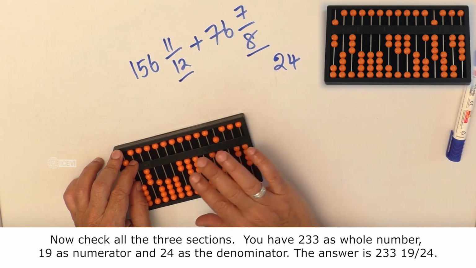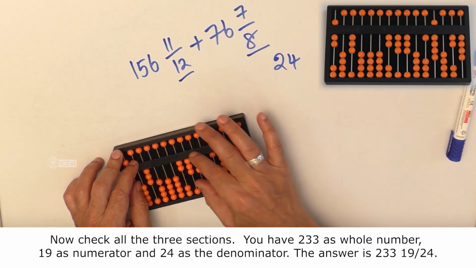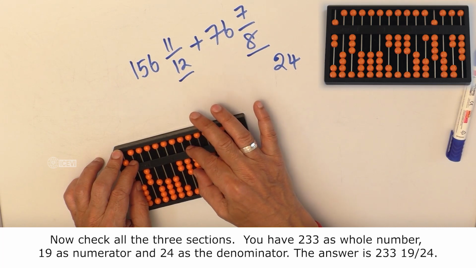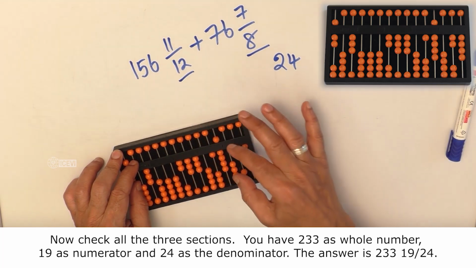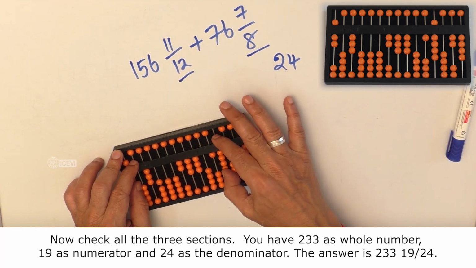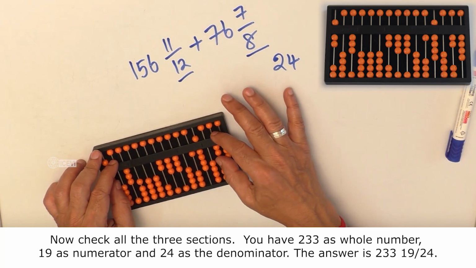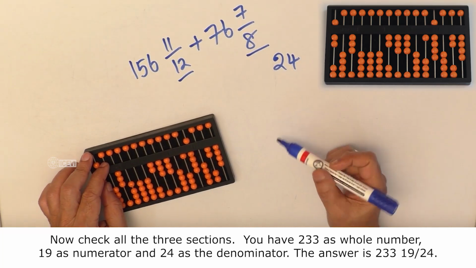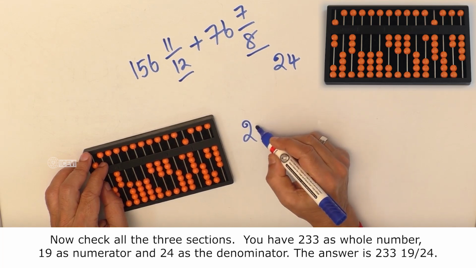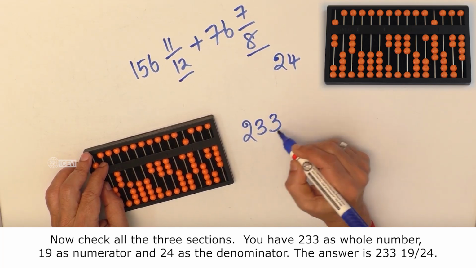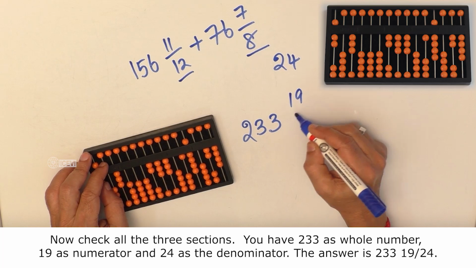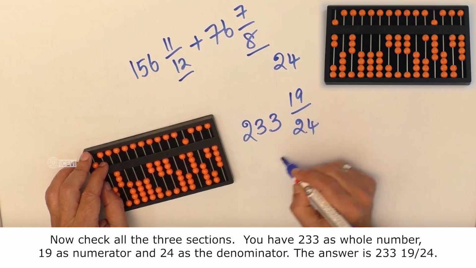Now check all the three sections. You have 233 as the whole number, 19 as the numerator, and 24 as the denominator. That is, the answer is 233 19 by 24.